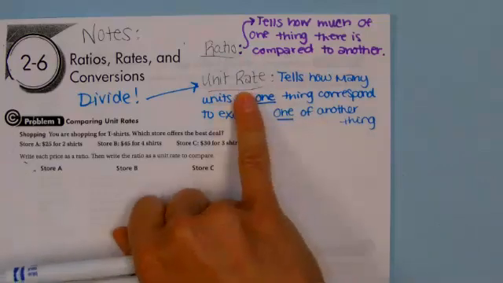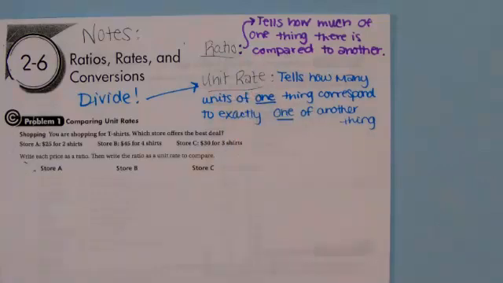Now, the unit rate tells how many units of one thing there is compared to exactly one other, right? So, like when I say, for example, miles per gallon, that's assuming 1 gallon of gas. So, how many miles are you getting for 1 gallon? Or how much are you paying for one bag of chips, right? Like in the store, sometimes it says they're on sale 3 for 5, right? Well, okay, maybe you don't want to buy 3. Maybe you only want to buy 1, right? That's what the unit rate is.